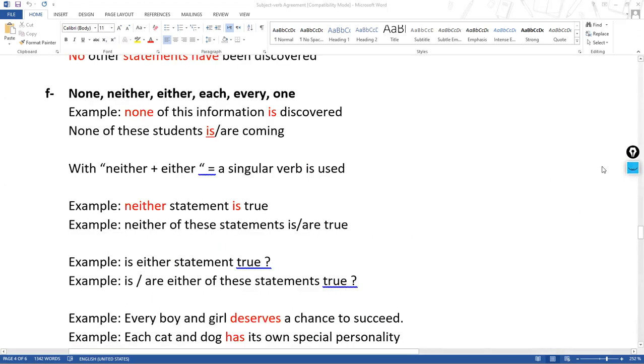Okay. Let's check another example. Notice here I have neither statement is true. So notice neither alone, absolutely singular verb all the time. Now, what do you think about the second example, Suna?